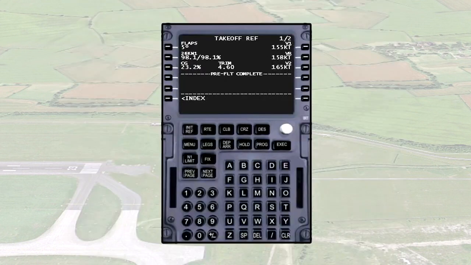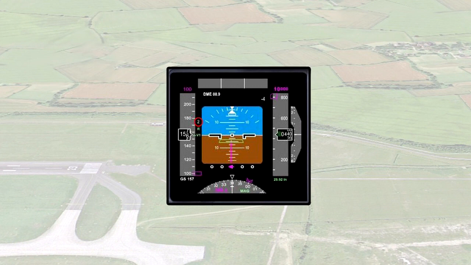Once V2 is calculated by the pilots, it can be entered into the flight management computer, just like V1 and VR were. Having done this, V2 will be displayed to the pilots in the speed scale on the left-hand side of the primary flight display, or the electronic attitude direction indicator, as shown on screen.